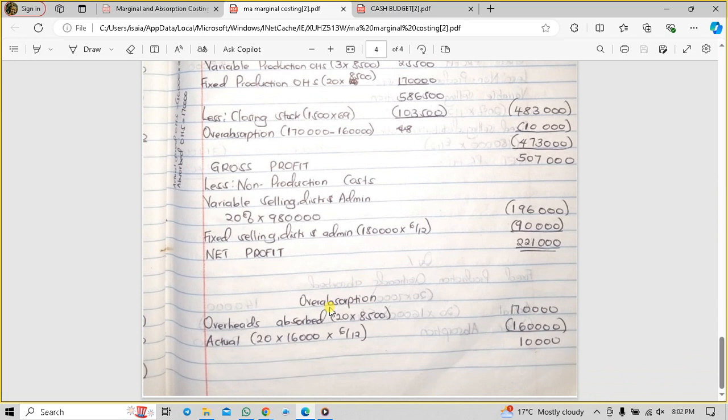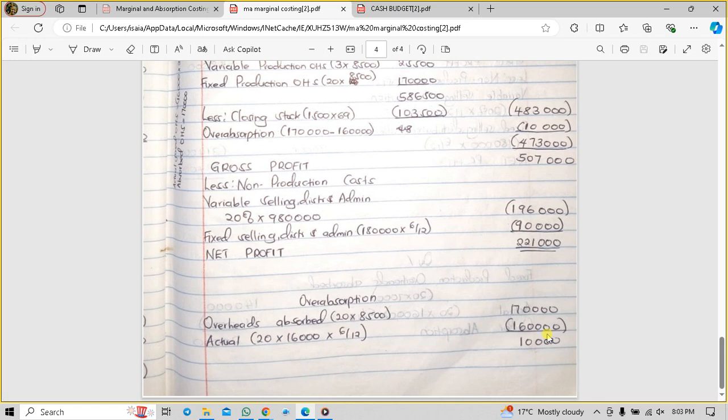using absorption costing. But that is how it should be done. You take 20 times 8500, 8500 is the production, then you take 20 times the normal output, then times 6 over 12 because it is for the 6 months.